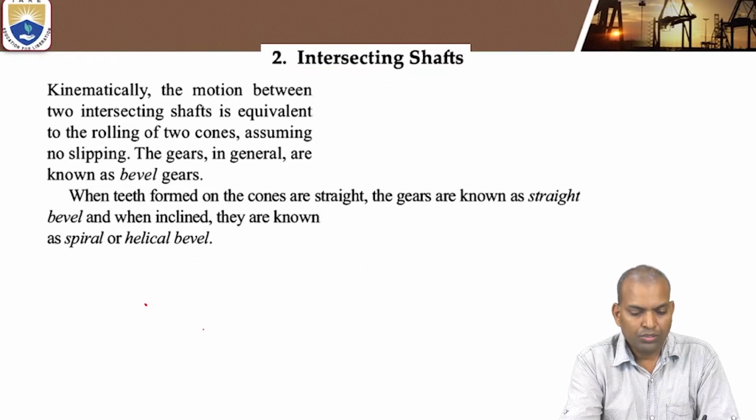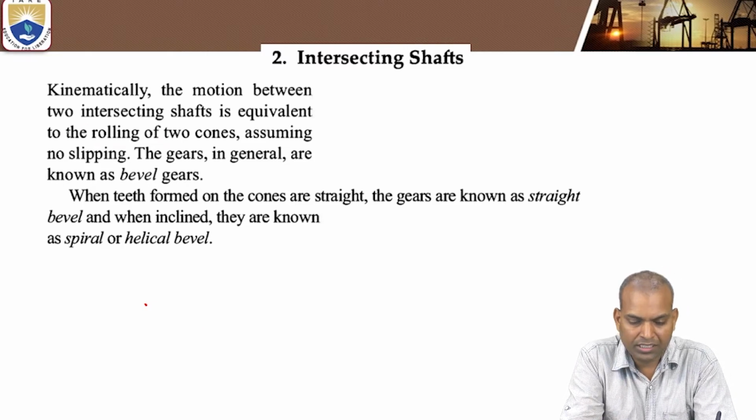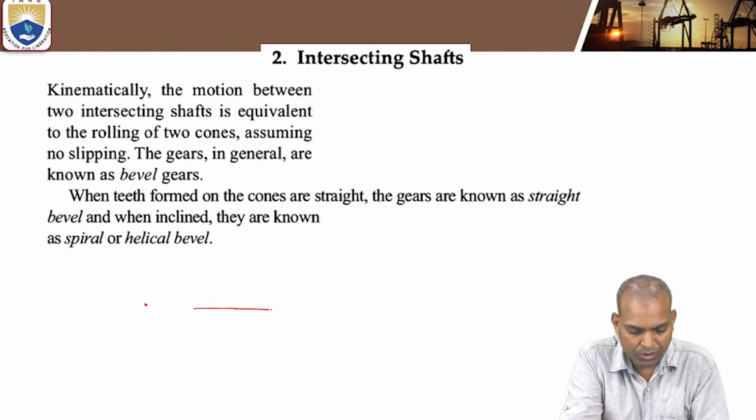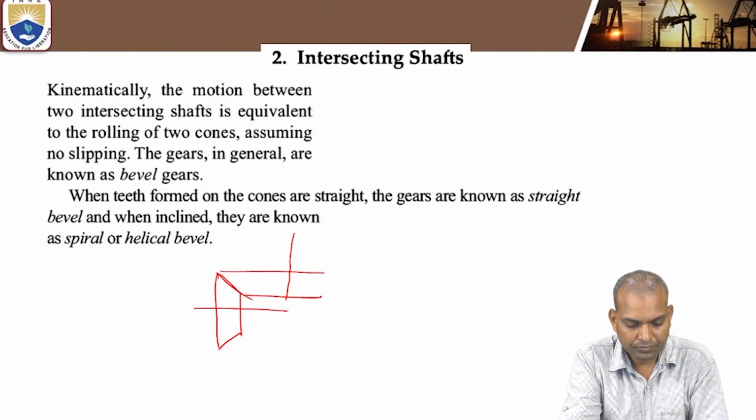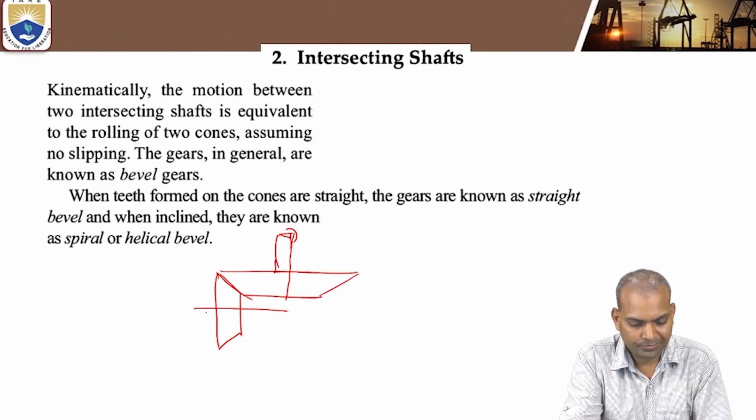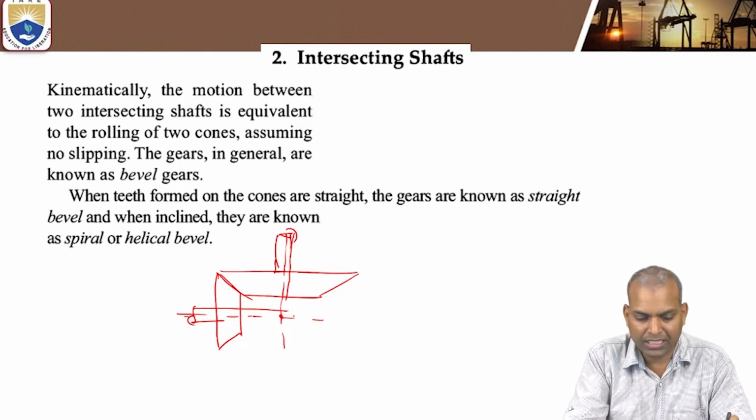Alright. So how does the motion between two intersecting shafts happen? Suppose this is the driver wheel and the driven wheel will be in the opposite direction if you extend the axis. That type of gears you can see here. So what is the axis? It is the intersecting shaft axis.